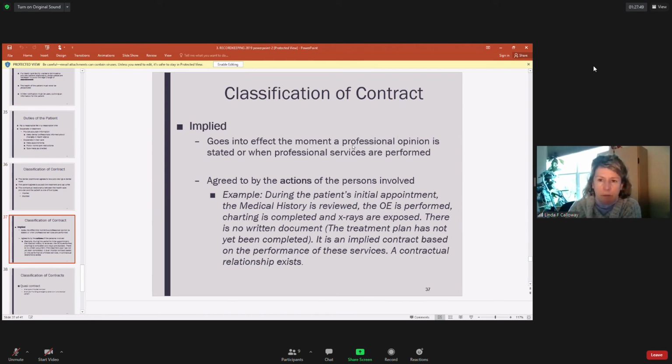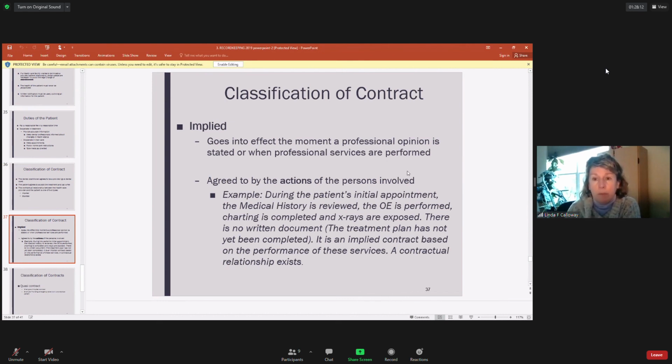So be careful. Professional opinion. That is implied, that you're going to only state what's true and confirmed as your opinion when you're in a dental setting. And even when you're not, you have to be careful. And that your professional services are performed, agreed to by the actions of the persons involved.